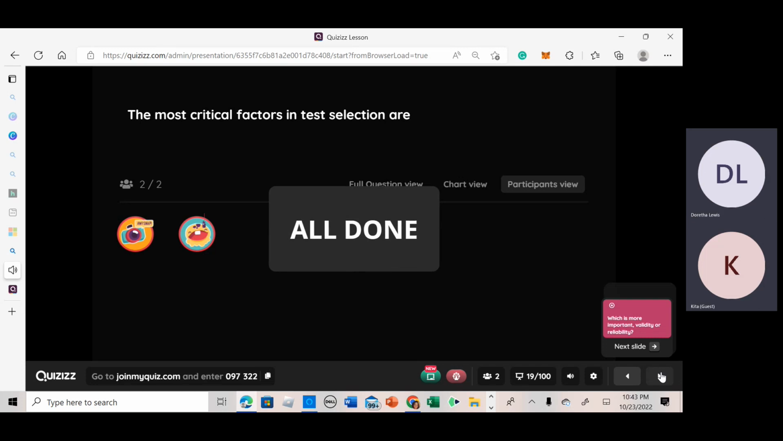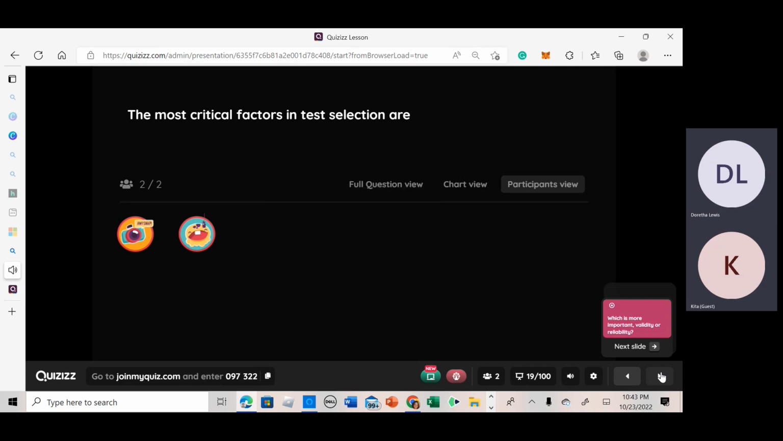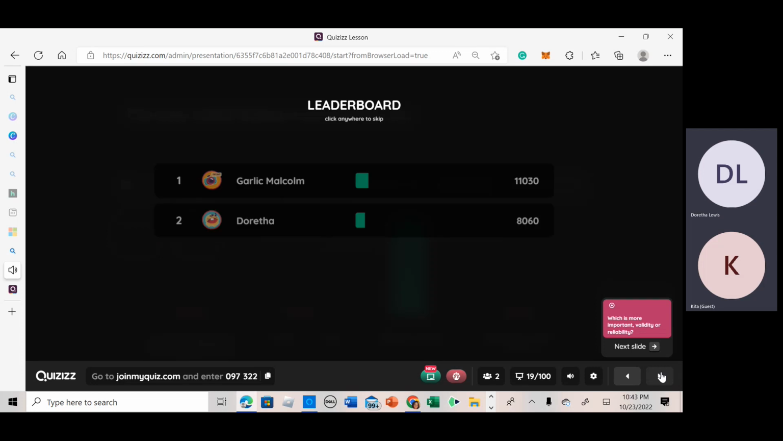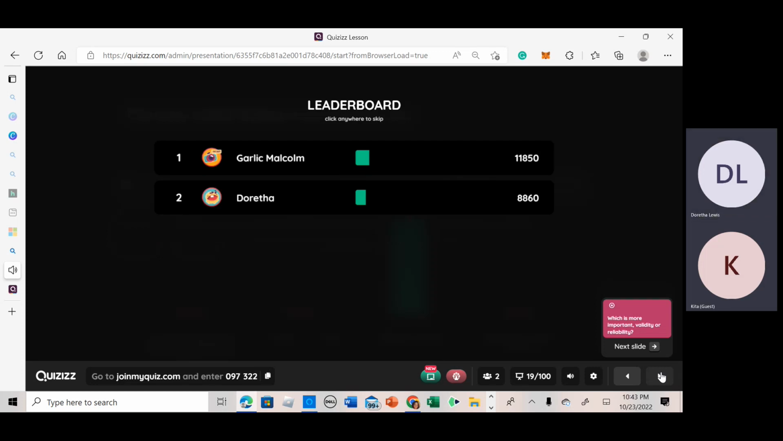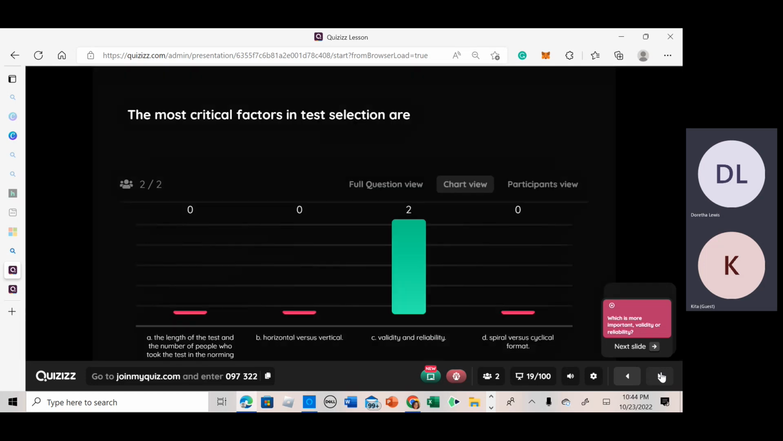The most critical factors in test selection are C, validity and reliability. Validity refers to whether the test measures what it says it measures, while reliability tells how consistent a test measures an attribute.